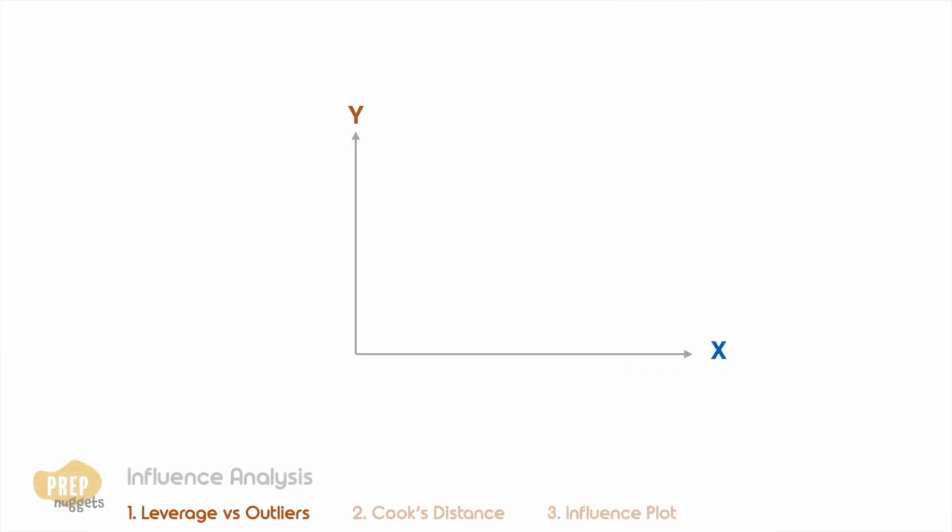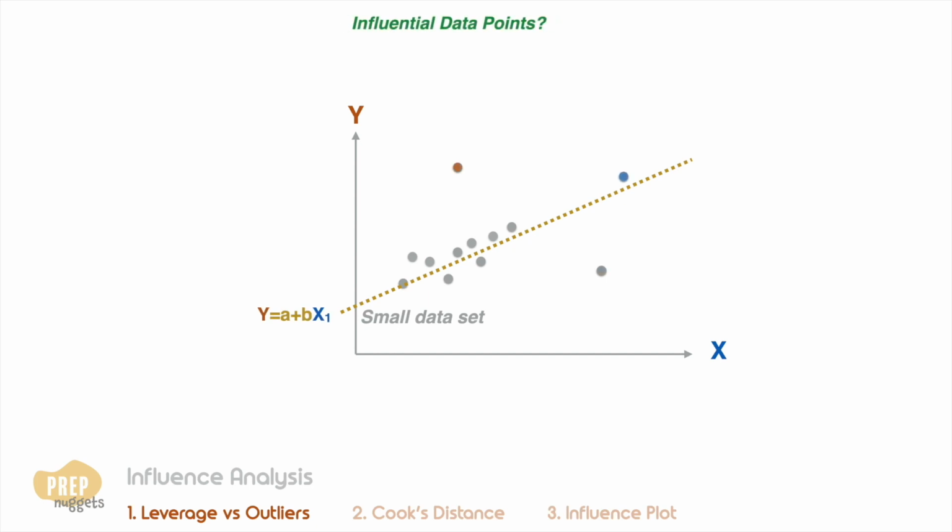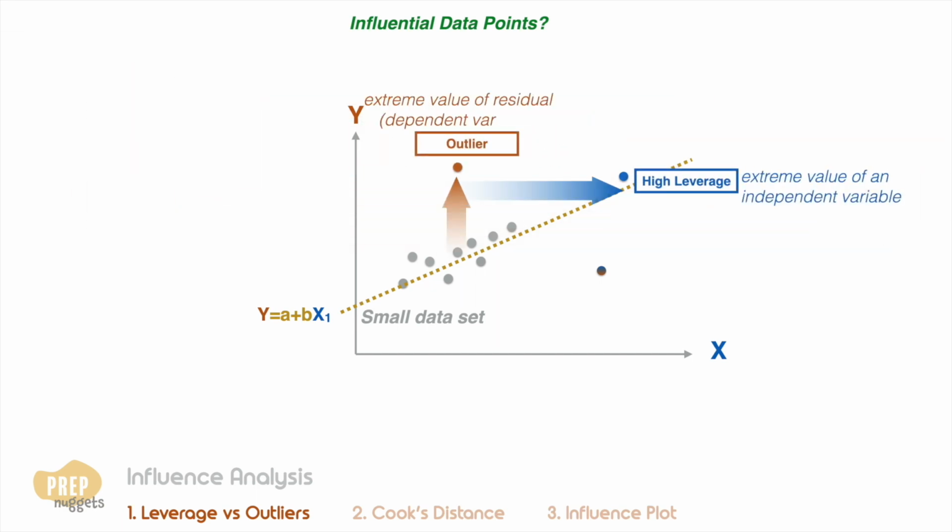In regression analysis, one problem associated with small data sets is that the regression results can be unduly biased by one or more data points. There are two kinds of influential data points. A high leverage point refers to a data point that has an extreme value of an independent variable. An outlier is a data point that has an extreme value of residual, that is, in the axis of the dependent variable. Of course, a data point may be both high leverage and outlier.